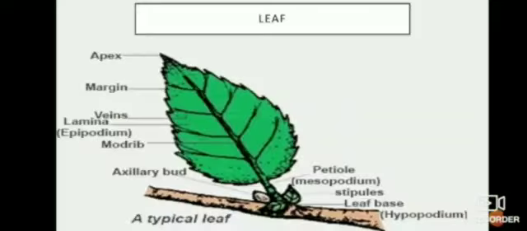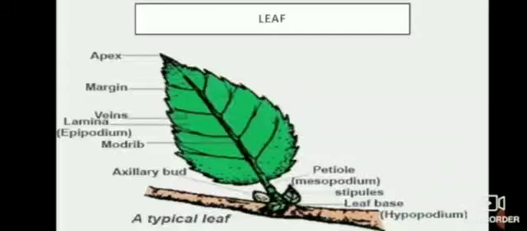Children, today we are going to learn about another important organ of a plant, that is leaf. Let us continue our session 3. So, children, here you are seeing the structure of a leaf. First, we will learn something about these leaves.